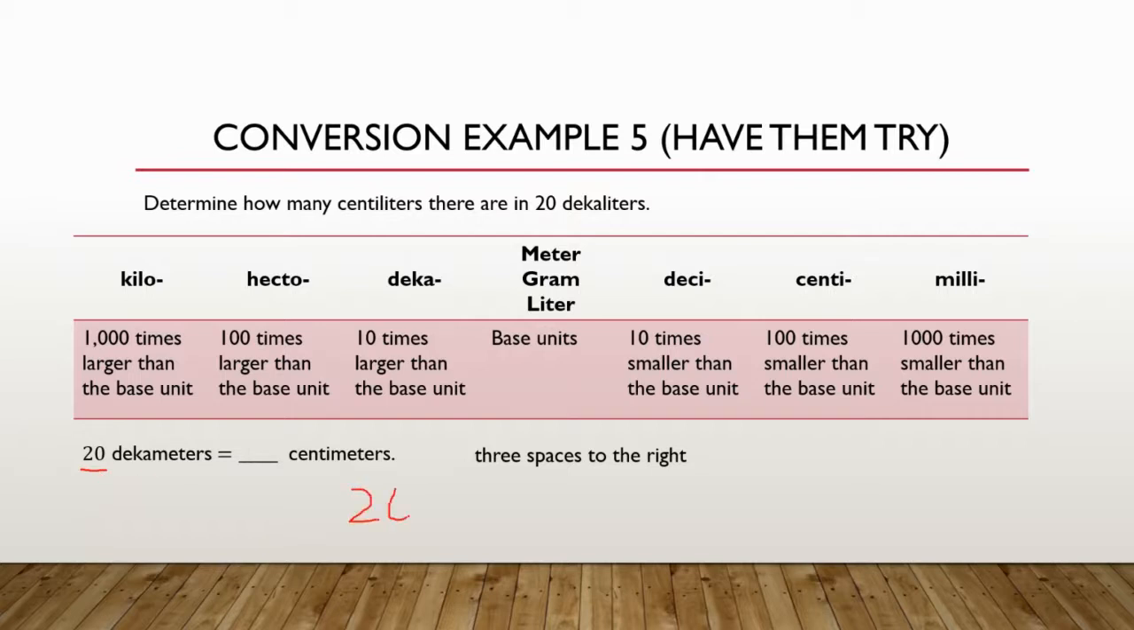So here we have our 20. Here's the decimal right after it. We're going to go 1, 2, and we go 3. So it looks like we're going to get 20,000 centimeters. So we go 3 spaces to the right, and we get 20,000 centimeters. Okay, so that's pretty good.